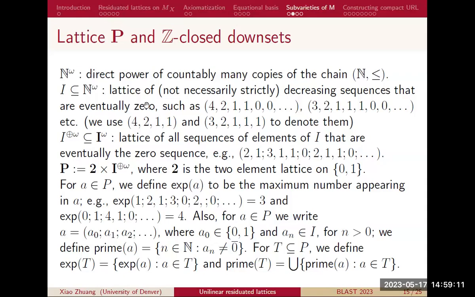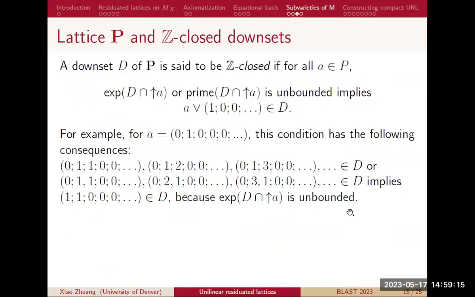So with this notation, I think we are ready to give the definition of Z-closed down sets of the lattice P. So we say a down set of P is Z-closed if, for all such elements A, the intersection of this down set and the upset of A has one of expo or prime unbounded.